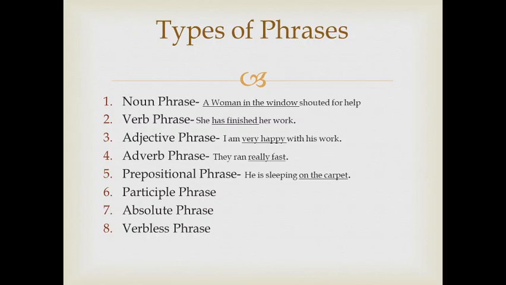Second type, verb phrase. She has finished her work. The underlined two words, has finished, is the verb phrase in that sentence. Number 3, adjective phrase. I am very happy with his work. Very happy is the adjective phrase in that sentence.